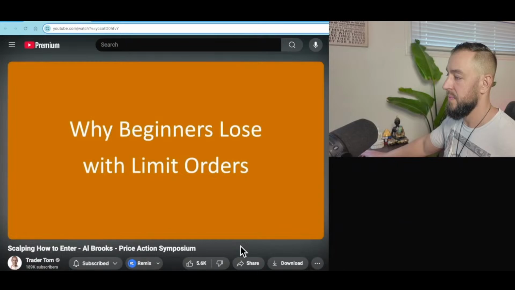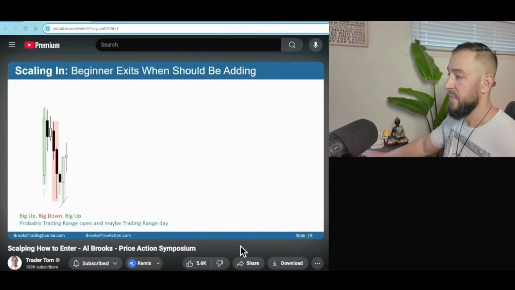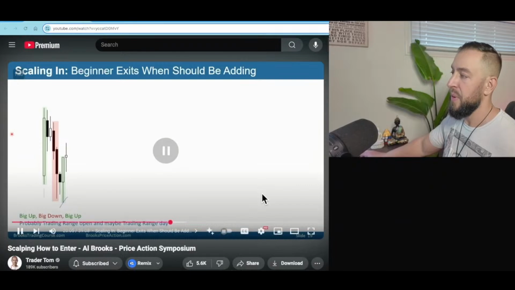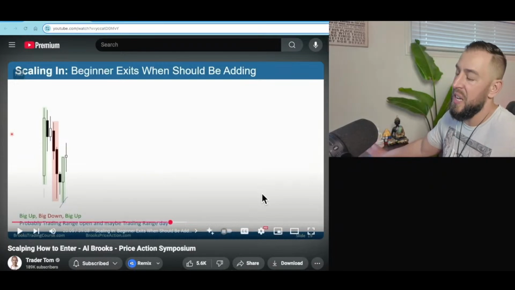Why do beginners lose with limit orders? Well, let's talk about it. We have a big move up, a big move down, and now another big move up. Big up, big down creates big confusion. Confusion is a hallmark of a trading range. So when you see that, you've got to be thinking big up, big down. What does that mean? Another way of saying it, lots of reversals.